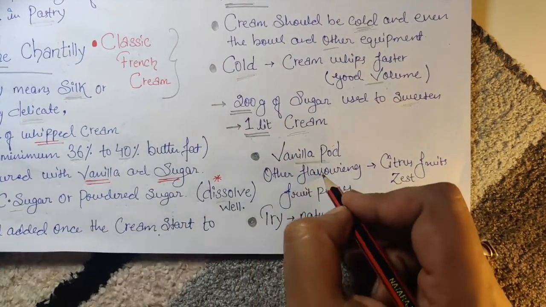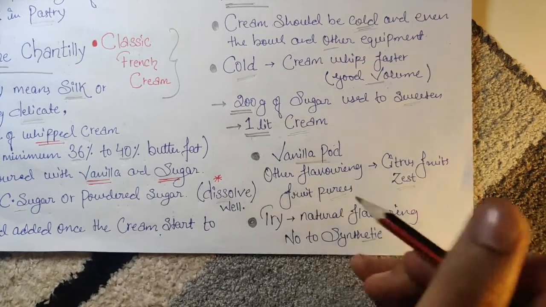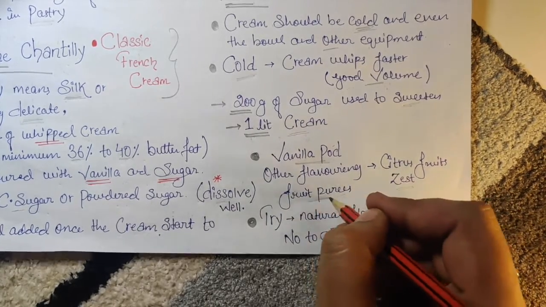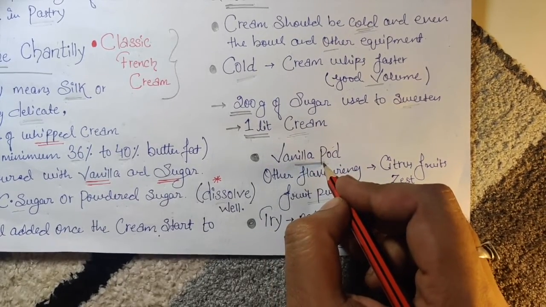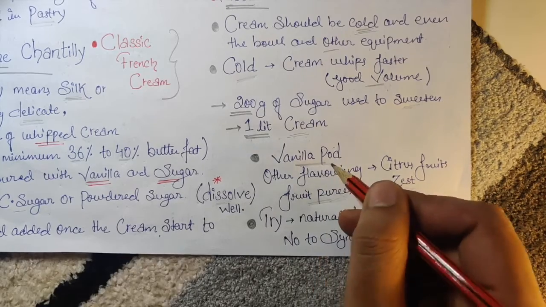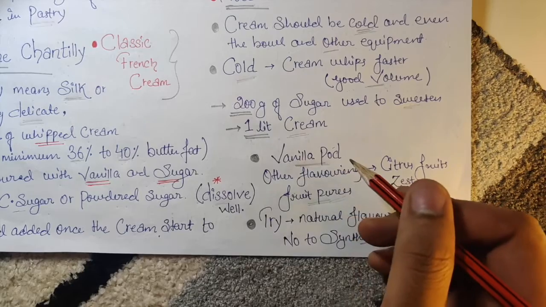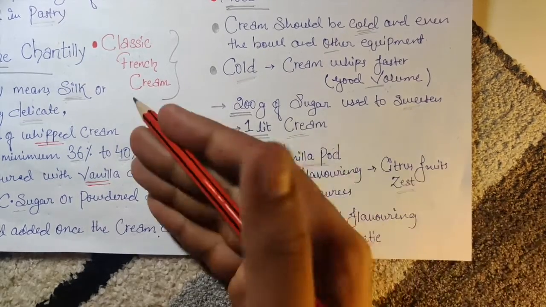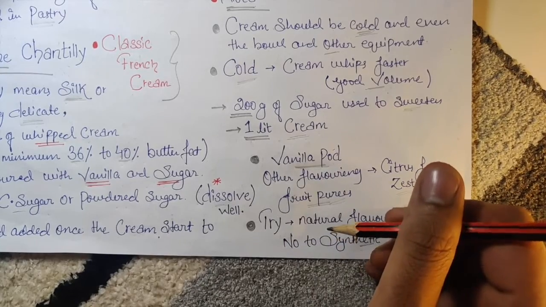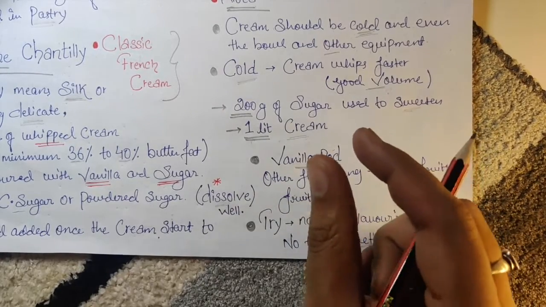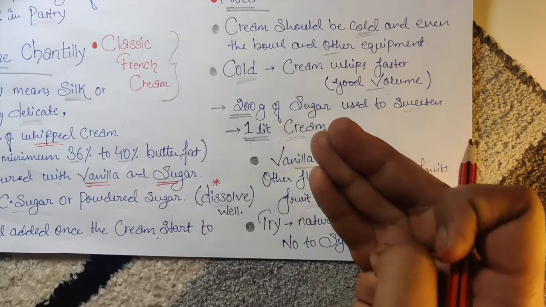Other flavorings you can use are citrus fruit zest, or food purees, but make sure you use a good quality vanilla. Don't just go for vanilla essence, go for vanilla extract or vanilla pod. I know it's a bit expensive, but if you're making cream Chantilly, you should go for a good quality vanilla, because cream Chantilly has only vanilla and sugar, so why not?